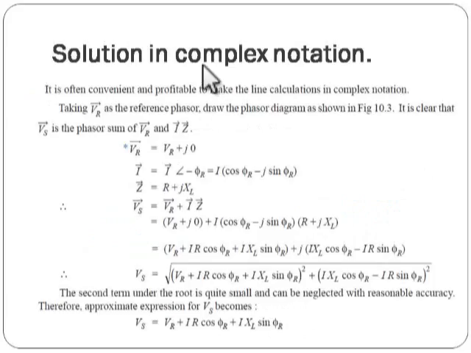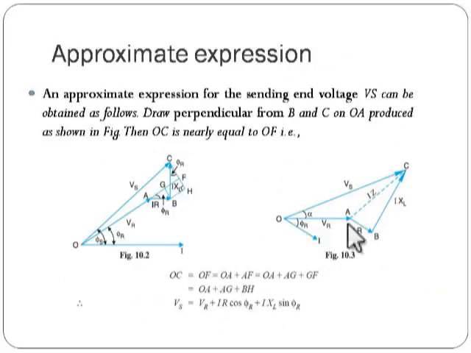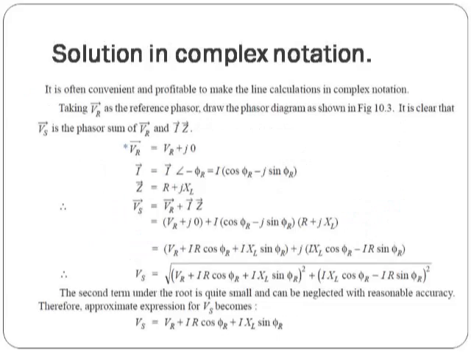So next is my solution in the complex notation. What is the need for the complex notation? It is often convenient and profitable to make the line calculation in the complex notation. So here I choose my VR as my reference phasor, in this phasor diagram. For the complex analysis, VR is my reference phasor, and according to the phasor diagram, the Vs is nothing but the phasor sum of your VR vector and the I Z drop.